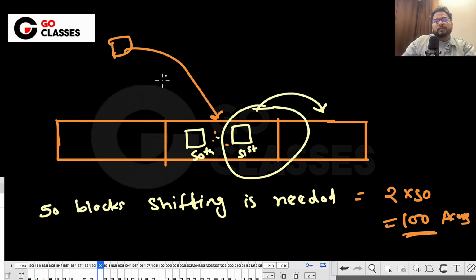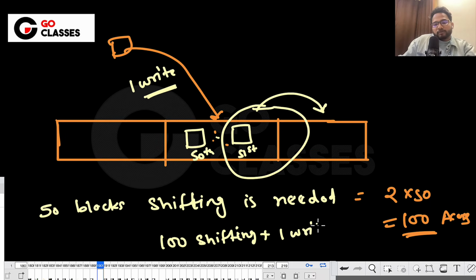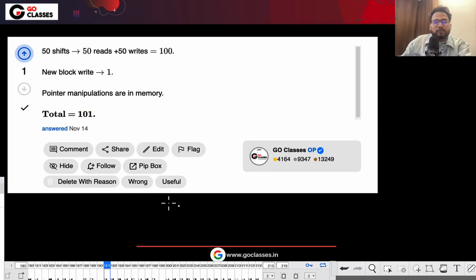If you write it, then this is one write for the new data block. So you can say this is 100 for shifting plus 1 write. So 101 should be your answer. Okay, 101 should be your answer. Is this understood by everyone? See, 50 shifts and 1 new write. That's how you can solve this question.